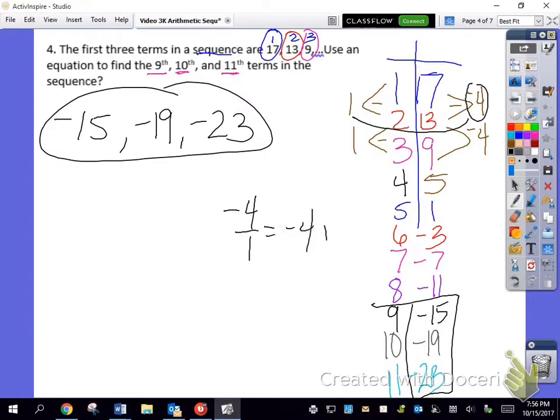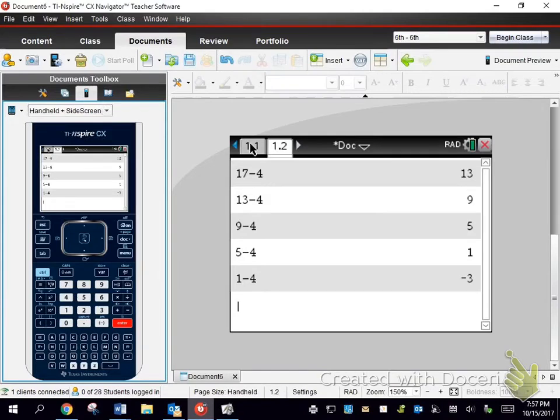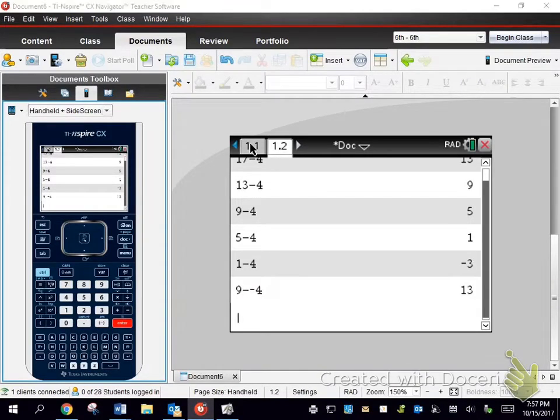That's negative 4. That is your rate of change. And remember, the rate always goes in front of x, negative 4x. Now, think about how you would get the number above it. You know how we always do 13 minus 17? Well, if I do 9 minus negative 4, look what happens. So 9 minus negative 4. Doesn't that give me the number above it?